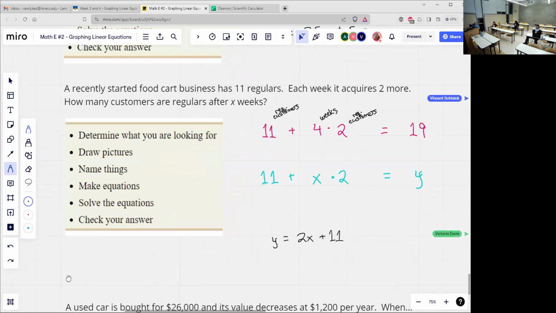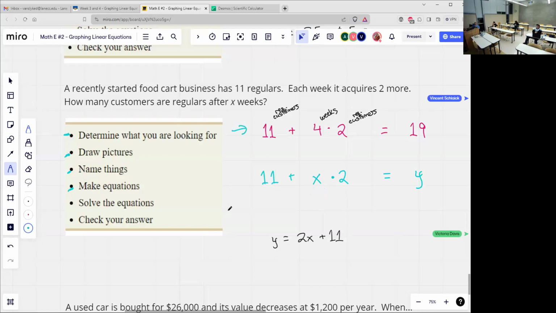So, with the food cart, did we know what we're looking for? We're looking for regular customers, and it's going up. Right. Drawing pictures, we didn't need to draw a graph. That's okay. Do we need to name things? Well, we sort of named that the weeks is what's becoming the x. We had that happen in our brain. Make the equations. This was a great way to do it with 2 different steps.